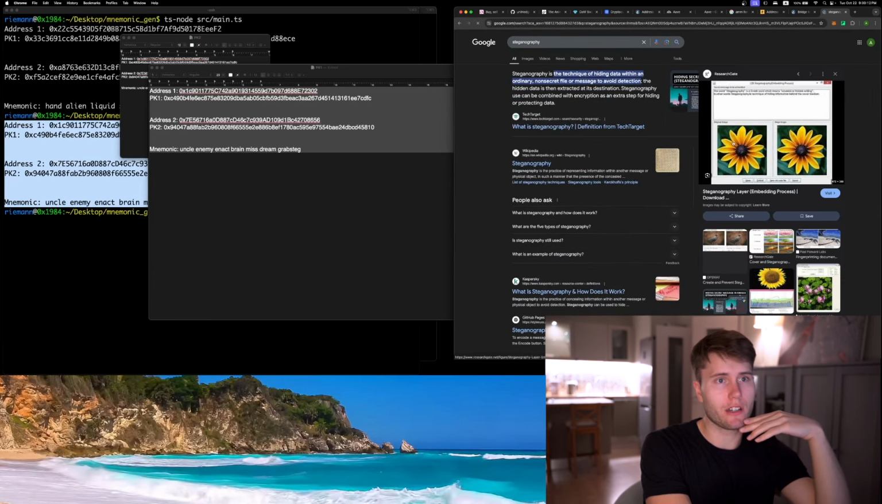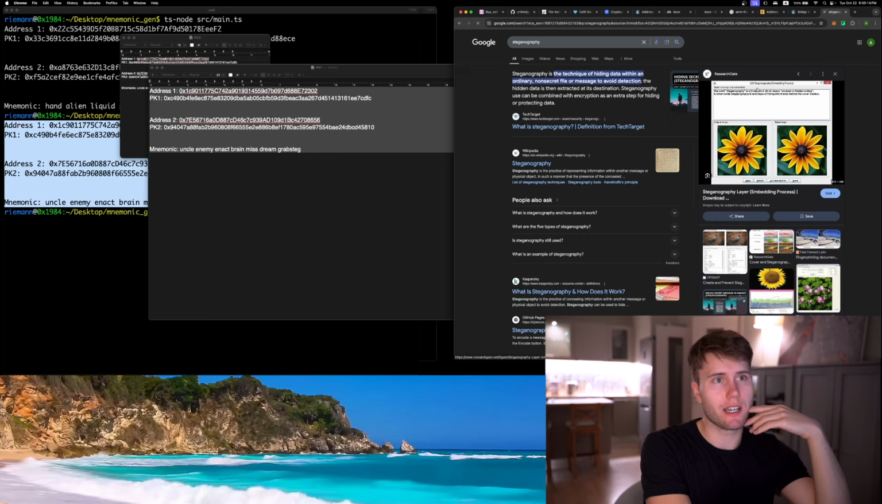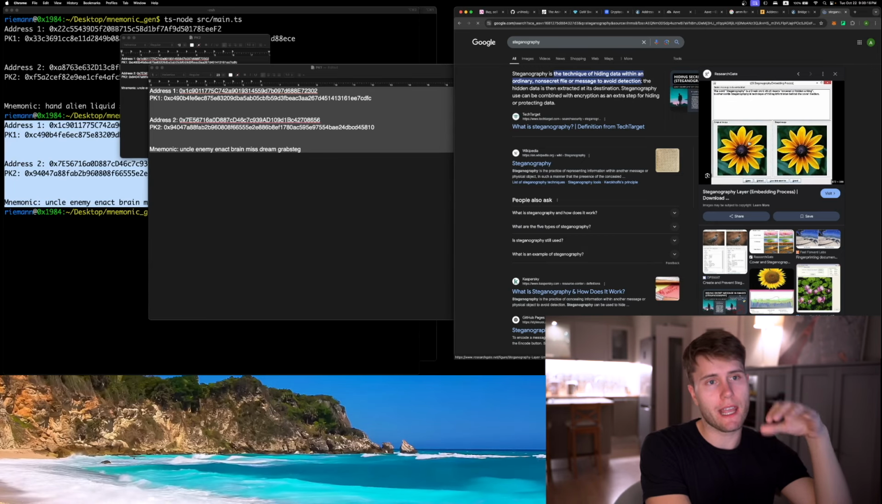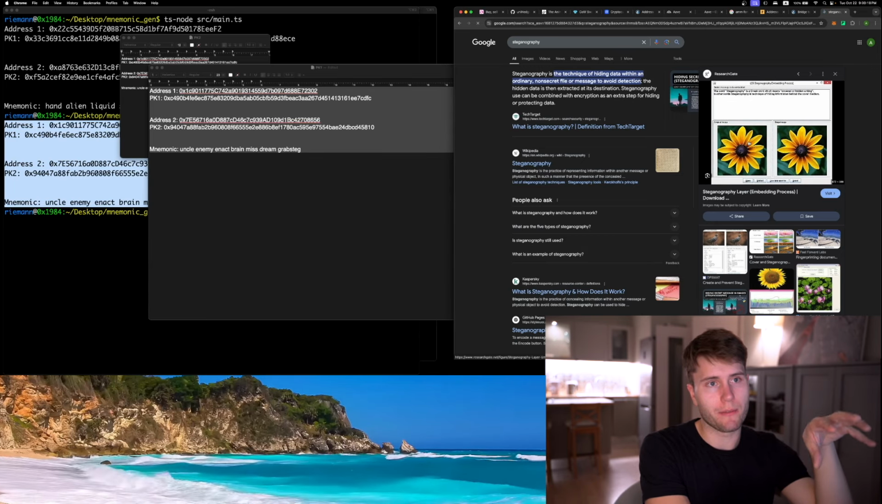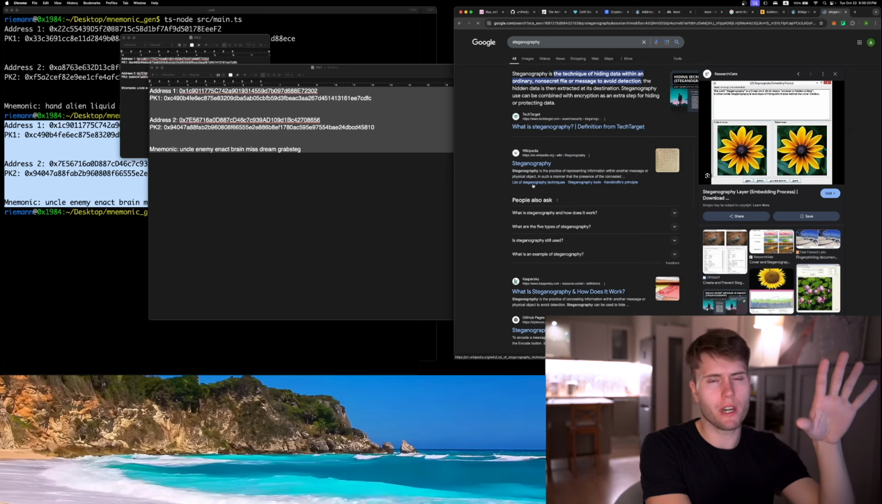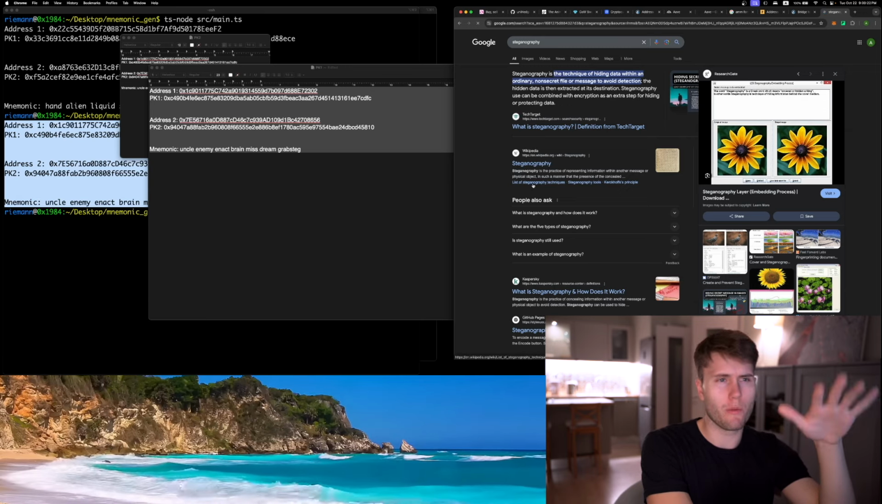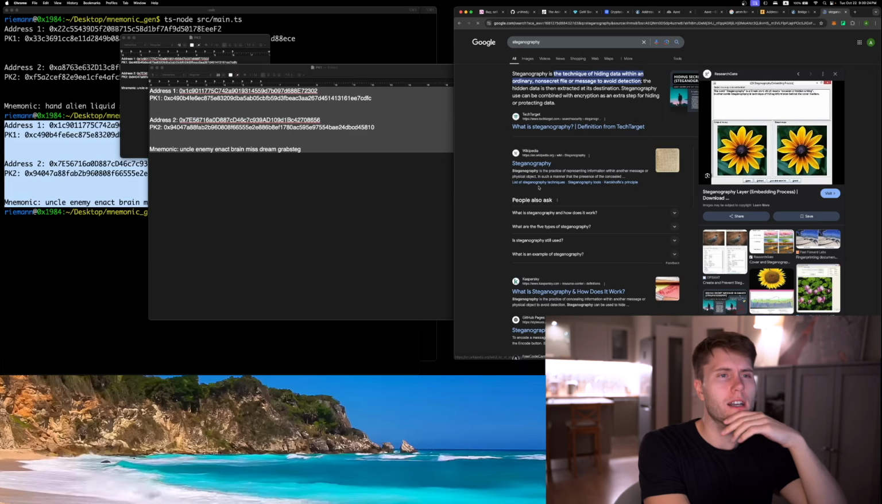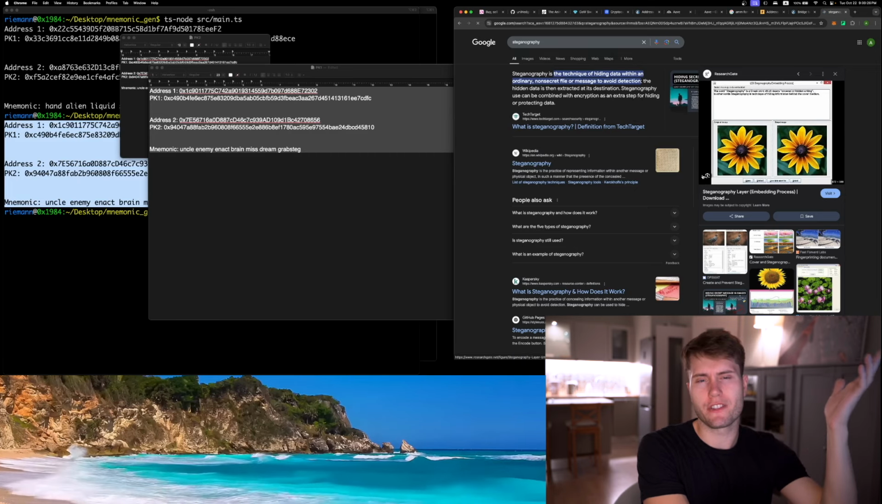So essentially what steganography is, is where you can take some image and encode some data in it, and just by looking at the image, you open it up, it would just look like a normal file. You open up the image, it's a picture, but in reality, it's your private key.